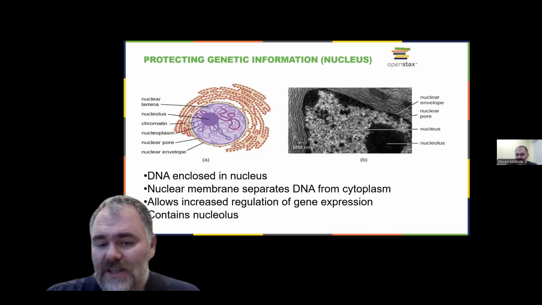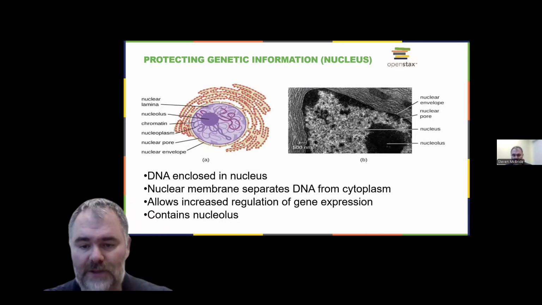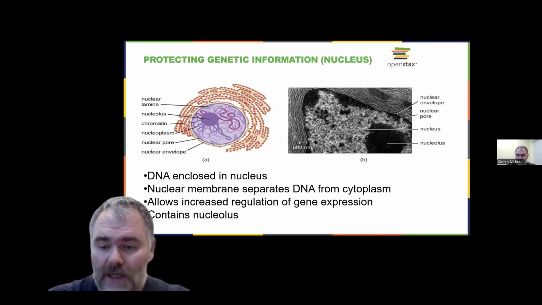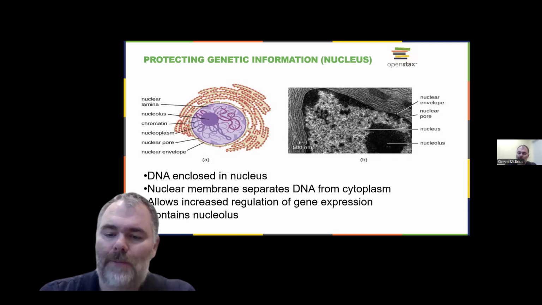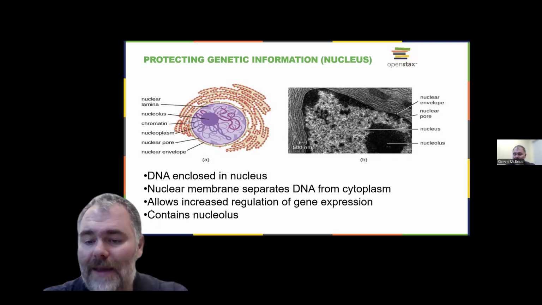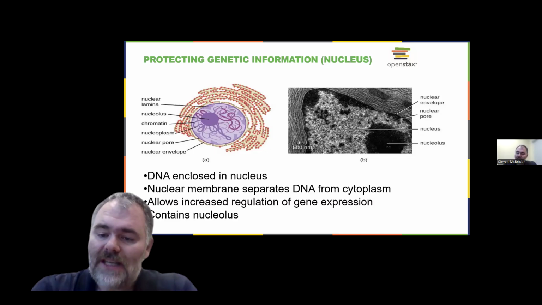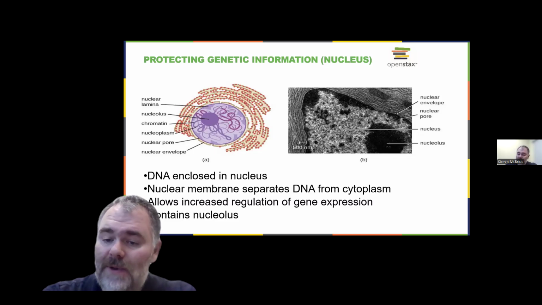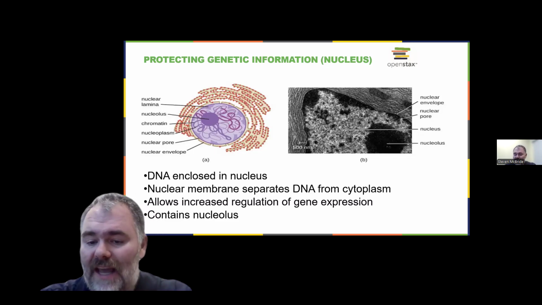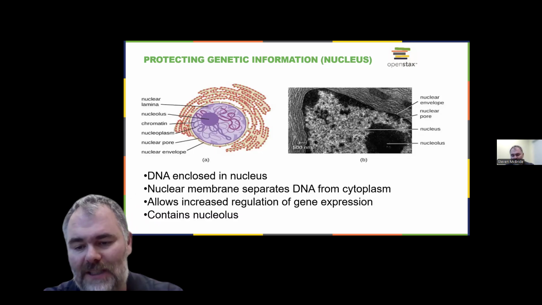One of the defining features of eukaryotic cells is the presence of a nucleus. Unlike prokaryotic cells, where DNA is located in the nucleoid region without a surrounding membrane, eukaryotic DNA is enclosed inside a membrane-bound nucleus. As you look at the images on this slide, notice the nuclear envelope surrounding the genetic material. This membrane physically separates the DNA from the cytoplasm. That separation is extremely important because it allows eukaryotic cells to regulate gene expression in much more complex ways.